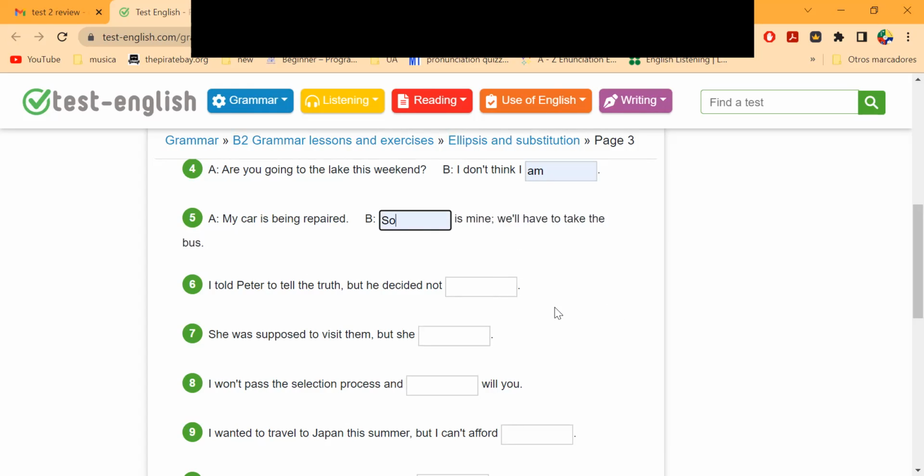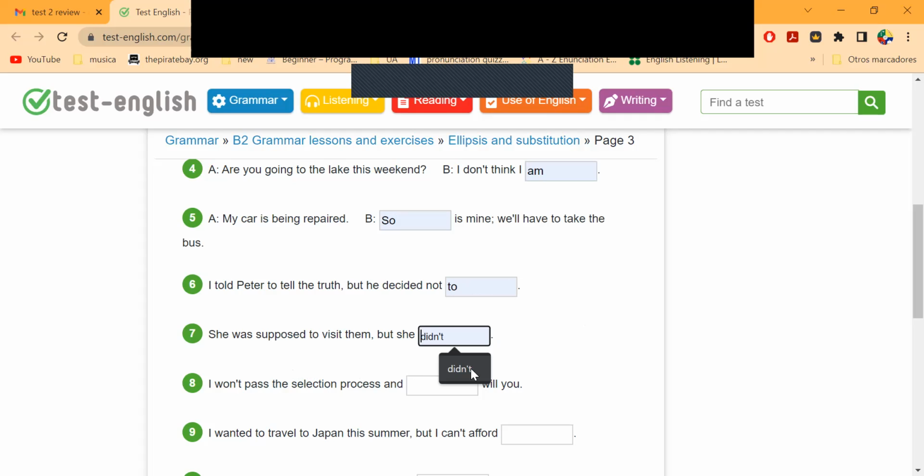¿Cuál es la forma más conveniente de reducir todo esto, de hacer la substitution ellipsis? To. Simplemente tú. Muy bien. I told Peter to tell the truth, but he decided not to tell the truth. And the rest is not necessary. She was supposed to visit them, but she... Didn't. Yeah. Very good, guys.